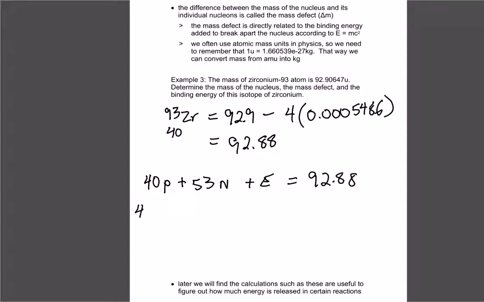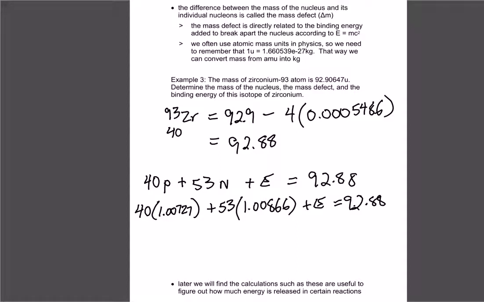So we just have to calculate that. So 40 protons, a proton is 1.00727 on the previous page. 53 neutrons was 1.00866, plus some sort of energy equals 92.88. So we do this math, we calculate this out, and solve it for energy, or solve it for mass, sorry.